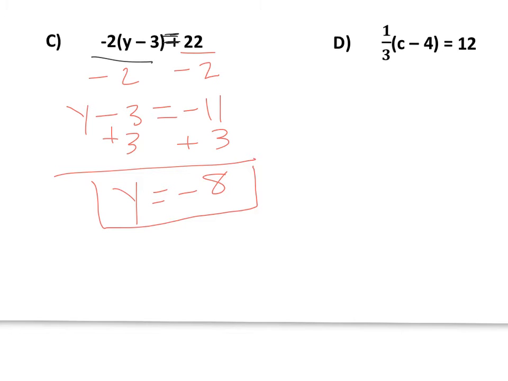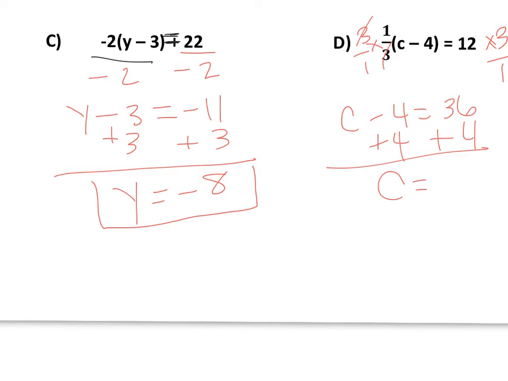Then in part D, this time with a fraction, we have to multiply each side by the reciprocal instead of just dividing. So we're just going to times it by 3 over 1. And it cancels the 3 over 1 and the 1 over 3. And we're left with c minus 4 equals 12 times 3, which is 36. We then add 4 to each side, and c would then equal 40. And again, we can check our solution, substitute it back in. 40 minus 4 is 36, and then 36 divided by 3 would then equal 12.